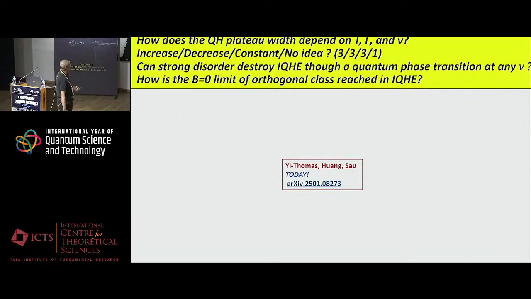Okay, so for example, some of the questions I want to ask. How does the quantum Hall plateau width depend on disorder? This is gamma, by the way. Temperature and Landau level number. Do they increase? Only three possibilities, by the way: increase, decrease, and constant.